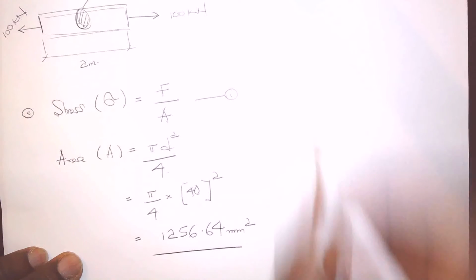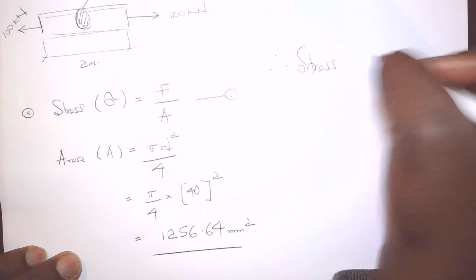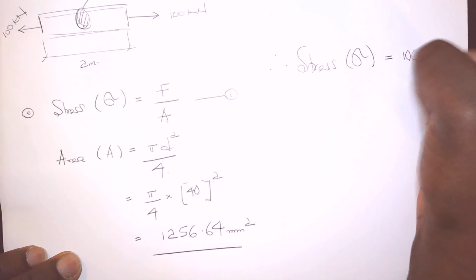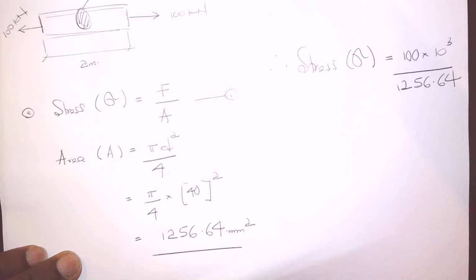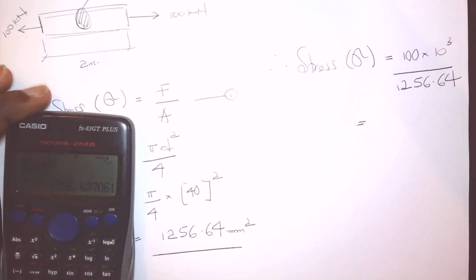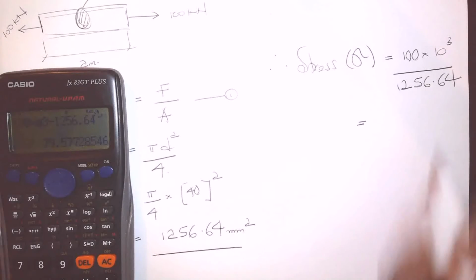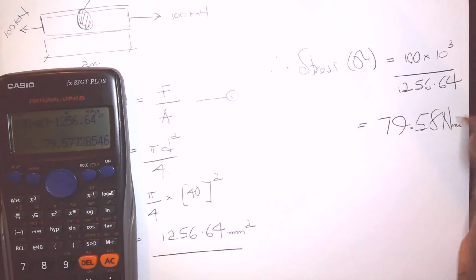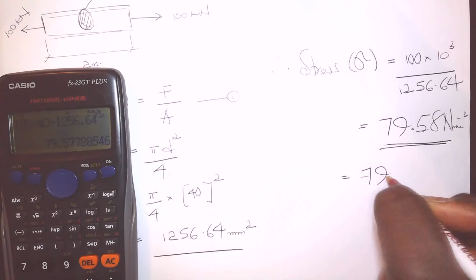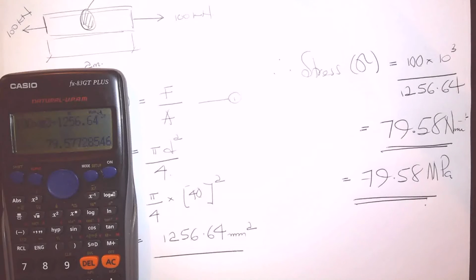So now that we've calculated the cross-sectional area, we can proceed to calculate the stress. Therefore, the stress, sigma, is equal to 100,000 divided by 1,256.64. We put our values in our calculator, 100,000 divided by 1,256.64, and that gives a stress of 79.58 newtons per millimeter squared, which is the same as 79.58 megapascals. So we've calculated the stress.